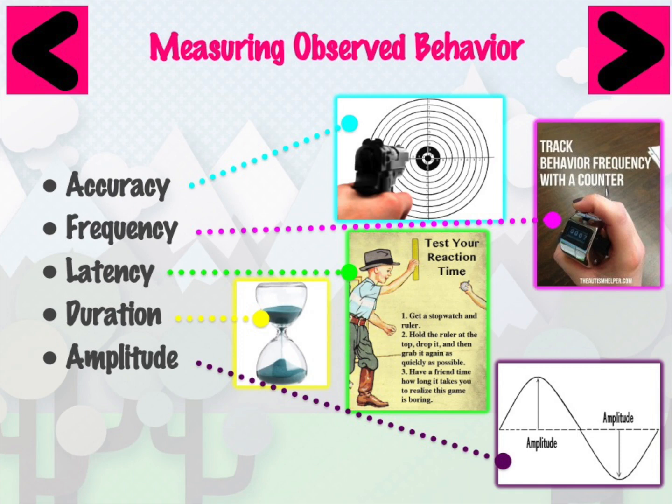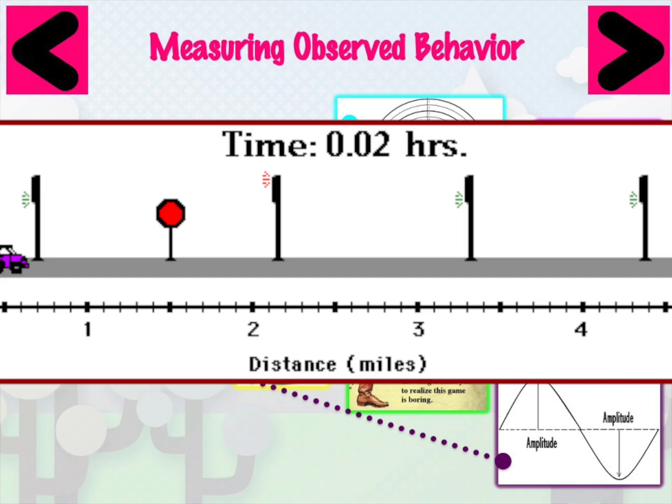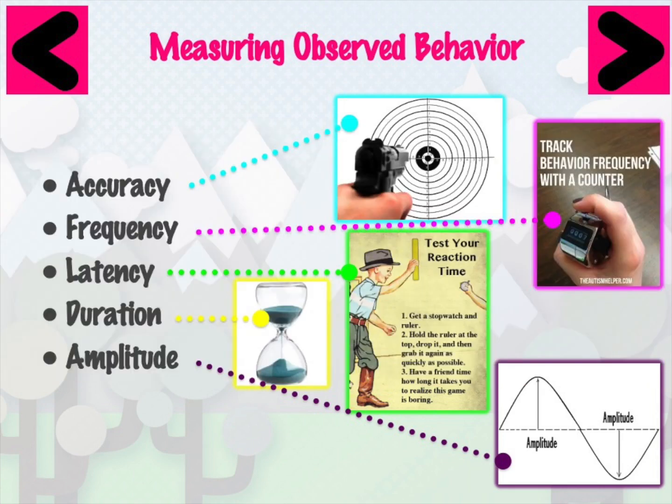Another way to measure observable behavior is duration. You can measure how long a behavior lasts. As a statistics instructor, I could measure how long it takes each student to complete a statistics quiz, and I would be measuring the duration. And then finally, there's amplitude, and this is the size of a response. How loud someone screams when we scare them, for example, would be a measure of amplitude.